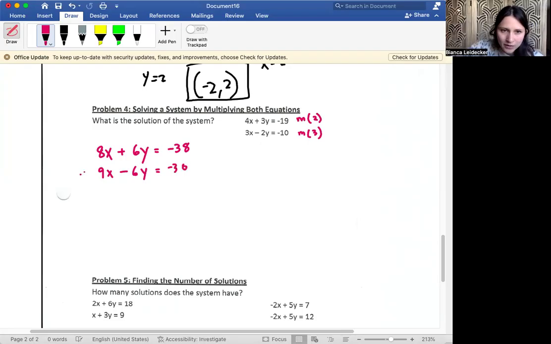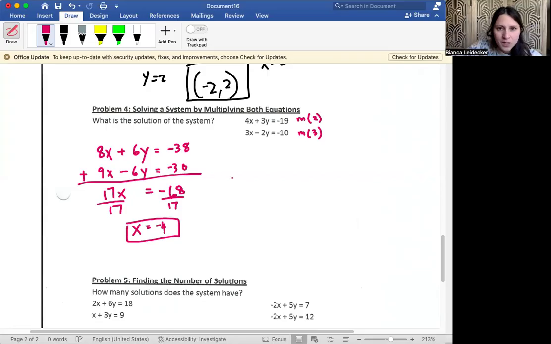Now I'm going to add them because I've got opposites already. So when I add, I have 17x. These cancel, equals -68. Divide by 17 on both sides. Let's hope this comes out to be a whole number. And x equals -4.